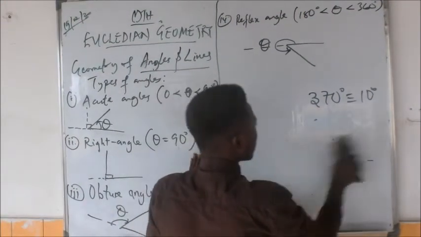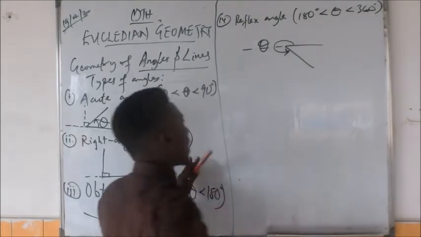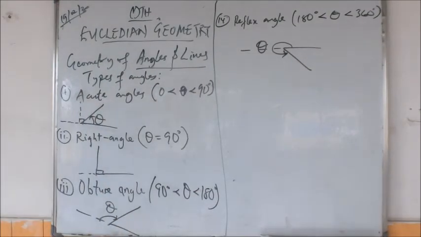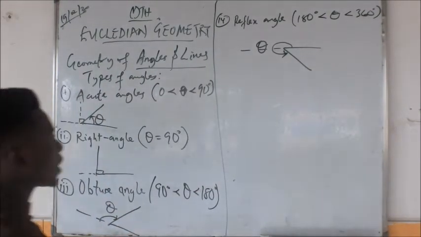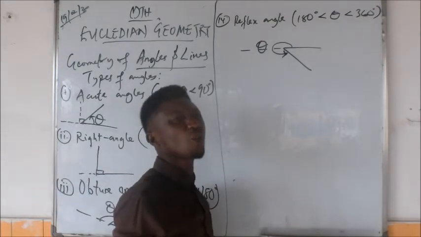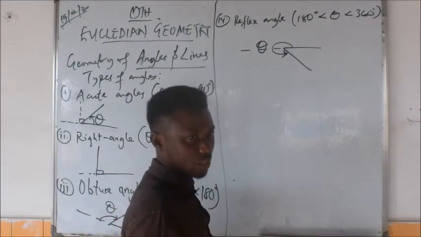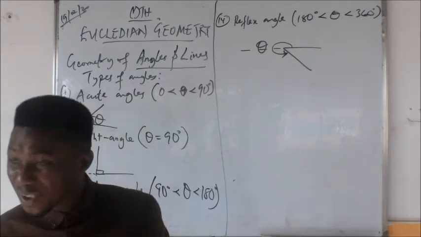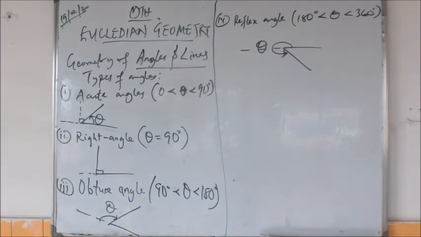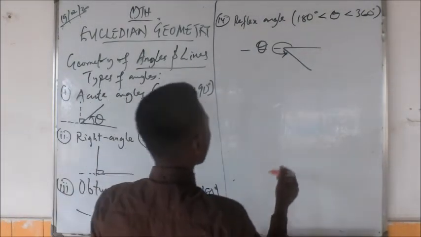Now, that's it. Then what are other things that you need to know? The relationship of these angles based on lines, alright? That is when we have an introduction of transverse lines on other lines. Okay, look at this situation.